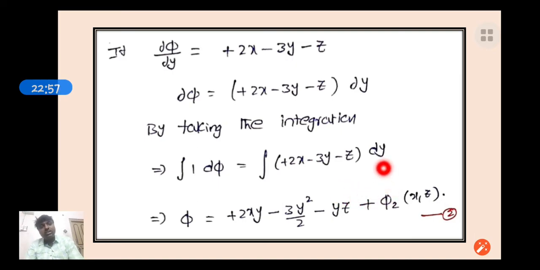Why? Because with respect to y we are calculating the integration here, so both x and z are treated as constants. So the constant is also in terms of xz, so phi 2 of xz.